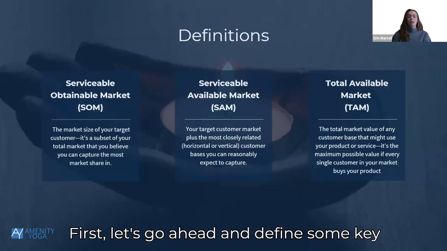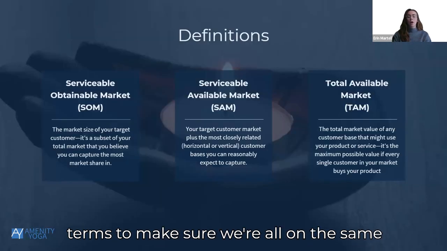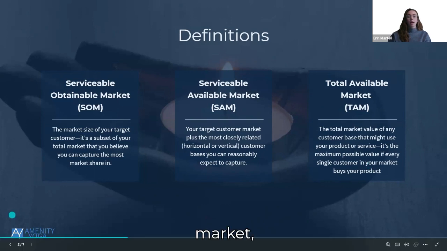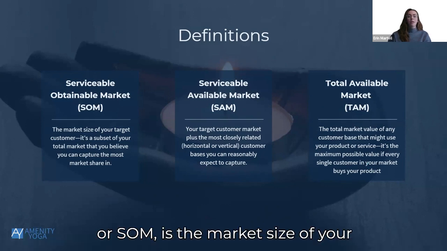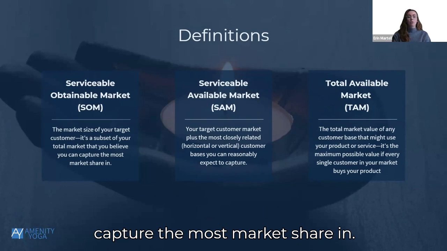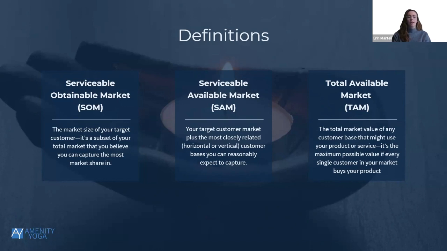First, let's go ahead and define some key terms to make sure we're all on the same page. The Serviceable Obtainable Market, or SOM, is the market size of your target customer. It's a subset of your total market that you believe you can capture the most market share in.